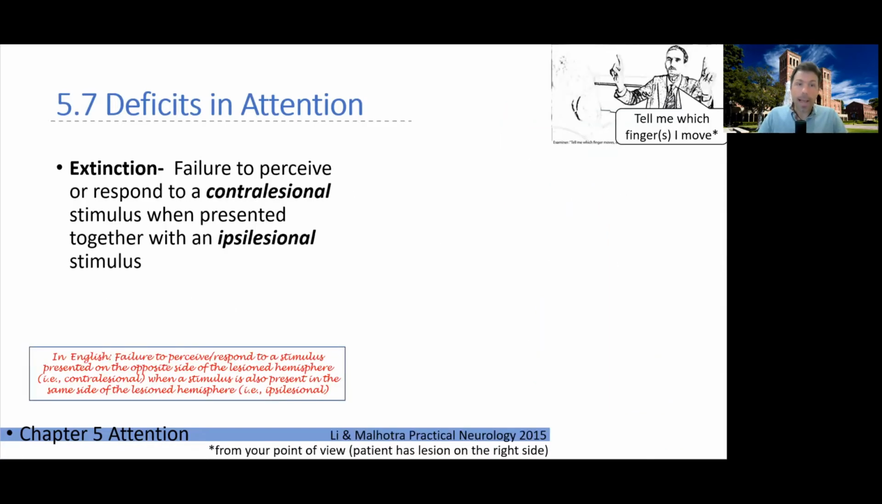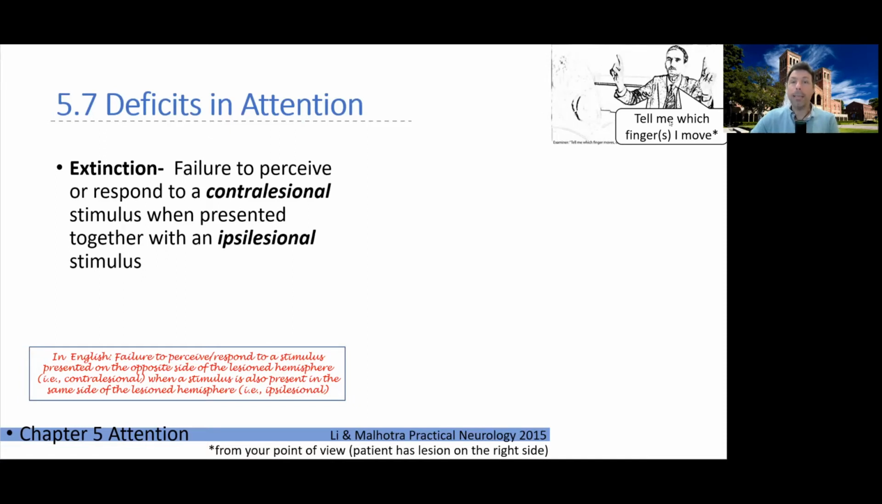Now, extinction is the failure to perceive or to respond to a stimulus that is shown in the contralesional side, if and only if there is also at the same time a stimulus in the ipsilesional side. Okay, let me show you what I mean. And if you want, I wrote it in plain English. I unpacked it down here, but let me give you an example which might be helpful. So you're seeing here a clinician, and right here you can see the side of the head of the patient.